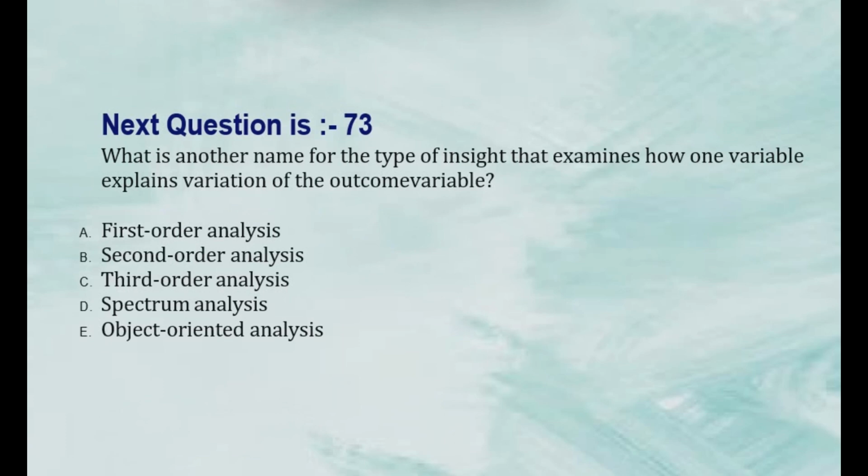Question is, what is another name for the type of insight that examines how one variable explains variation of the outcome variable? Option A, first order analysis. Option B, second order analysis. Option C, third order analysis. Option D, spectrum analysis. Option E, object oriented analysis. Correct answer is option A.